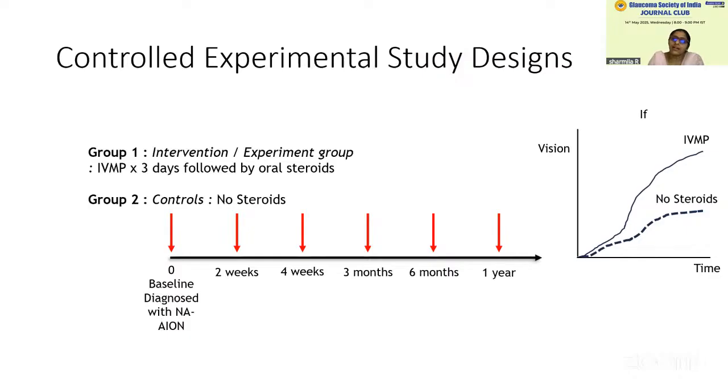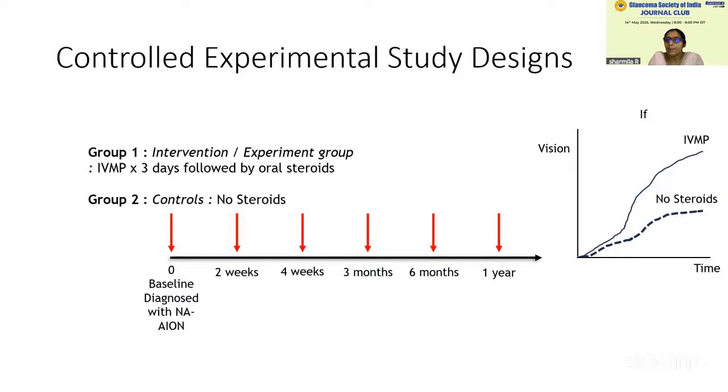So look at this flow chart here, and you can see that I've chosen patients with non-arteritic ischemic optic neuropathy, wherein they are randomized to undergo a treatment intervention, that is IV methylprednisolone for 3 days followed by oral steroid, which is the intervention group. And there is another arm where you do not give steroids and you just follow them up. So all of these patients are followed up at regular intervals of 2 weeks, 4 weeks, 3 months, 6 months, and 1 year.